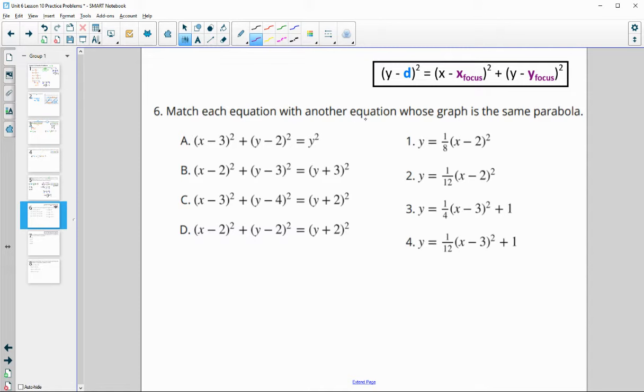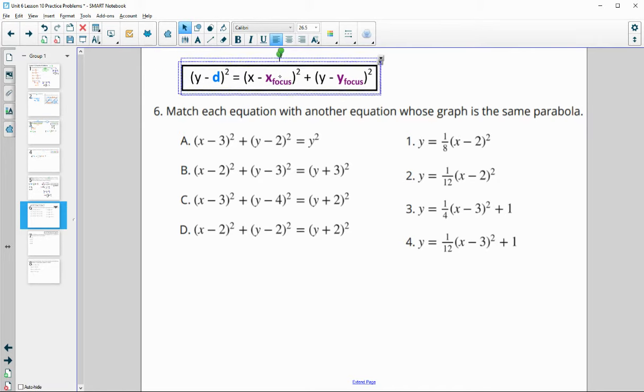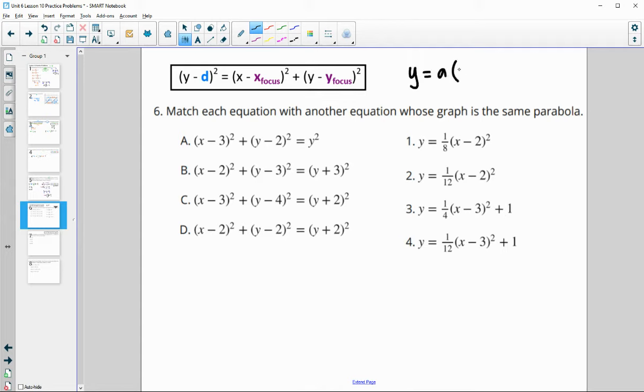Match each equation with another equation whose graph is the same parabola. So these ones on the left side are written in this kind of directrix form. And then the ones on the right are written in vertex form. So vertex form is y equals a number times x minus the x coordinate of the vertex squared plus the y coordinate of the vertex.